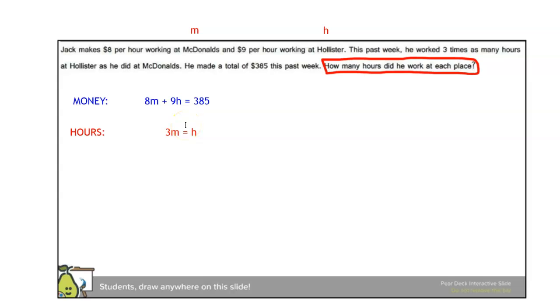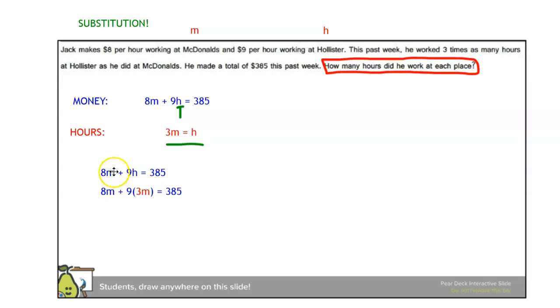It should be fairly straightforward which method we use, but pause the video, try it to figure out a method, and then see if you got it right. That's right, this one should be substitution. I know that we've already solved one equation for h, so we'll just take that and substitute it into this equation where h should be. So there's our substitution. I took out h and replaced it with 3m.